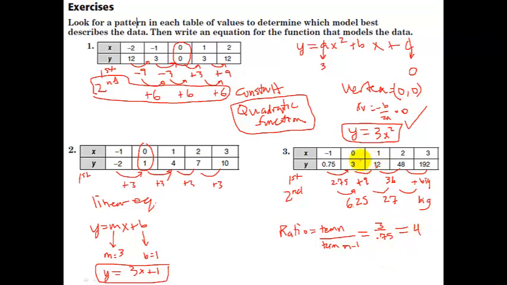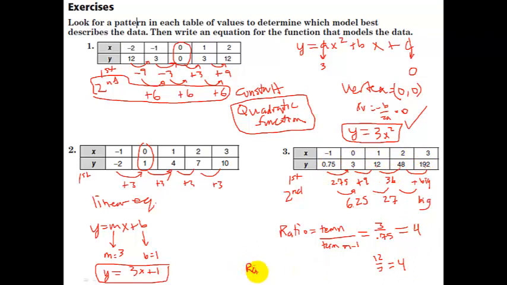Or we can do 12 over 3. That's going to give us 4. Or we can do 48 over 12. That's going to give us 4. Or we can do 192 over 48. That's going to give us 4. So the common ratio, every single time we multiplied by 4.